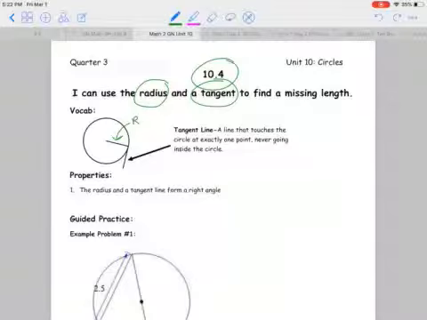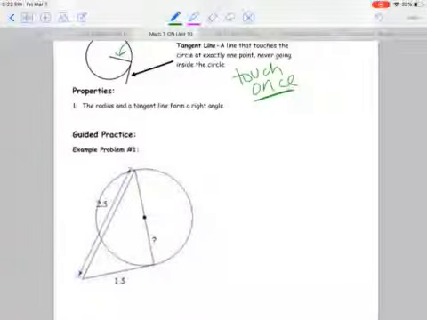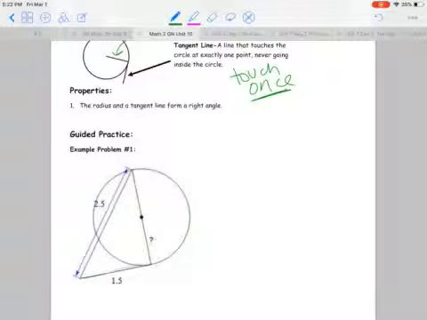edge. So it's kind of like if you had a piece of paper on your desk and you were to lay your water bottle flat. The piece of paper is going to touch it exactly once, okay? So it doesn't ever go through the circle. So if you notice on problem number 1, here's our tangent line, and then this right here was our radius.